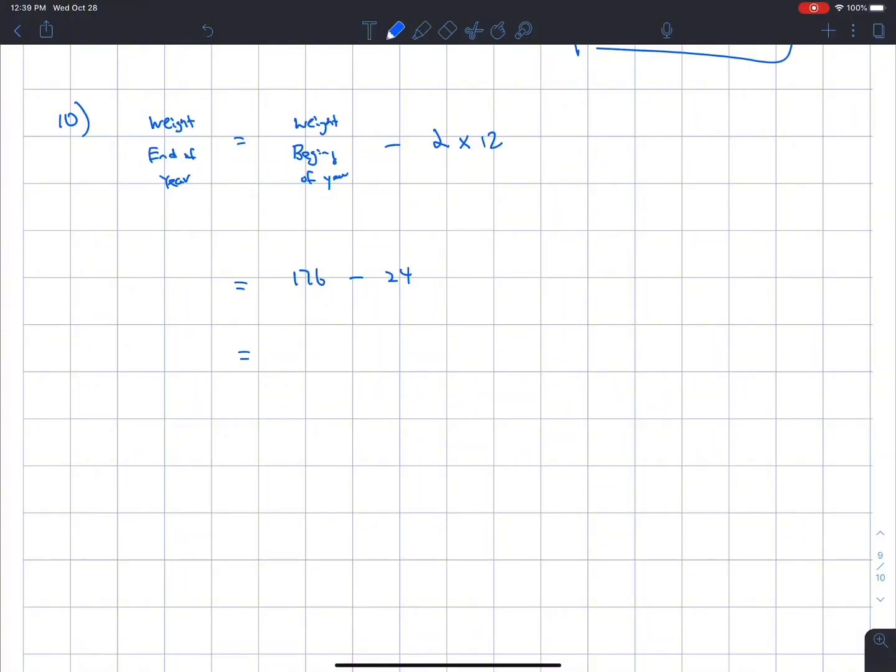So for all the word problems, you're allowed to use a calculator. I will just type it in, 176 minus 24, and I get 152. So that would be the answer, just 152 pounds.